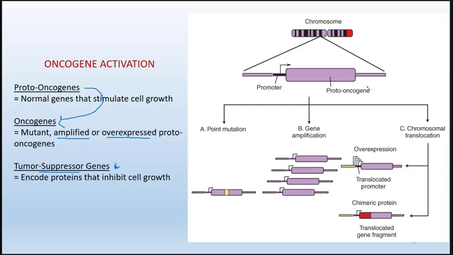Looking at this diagram here, we can see this normal proto-oncogene. And as we just spoke about, there could be a mutation, there could be gene amplification, or there could be chromosomal translocation. Remember, chromosomal translocation refers to part of one chromosome breaking off and then joining with another chromosome. It's translocating.